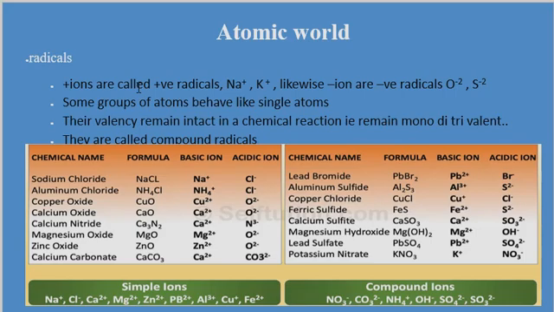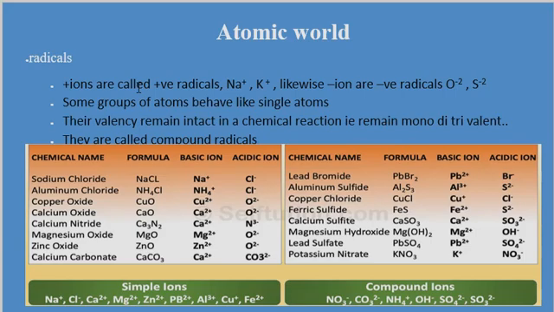What is radical? Positive ions are called positive radicals. For example, Na+, K+, etc. Likewise, negative ions are called negative radicals. O2-, S2-, etc. Negative radical and positive radical. Some groups of atoms behave like a single atom. We have seen helium is a single atom. But sometimes more than one atom. H2 is a group of two hydrogen atoms, right? Like that, groups of atoms behave like a single atom.